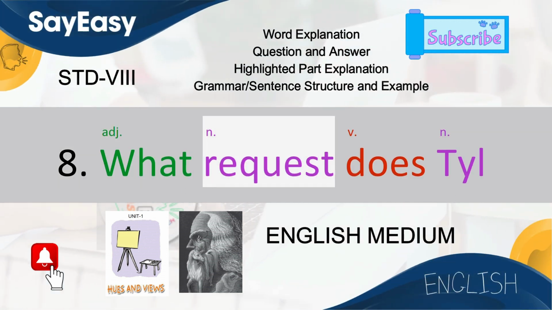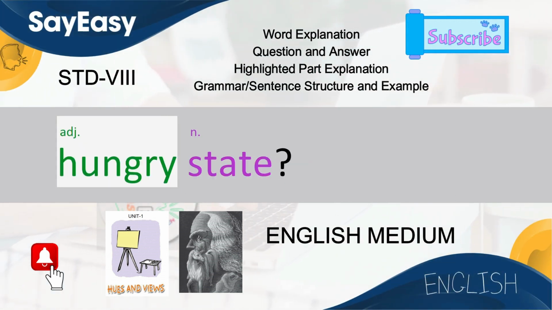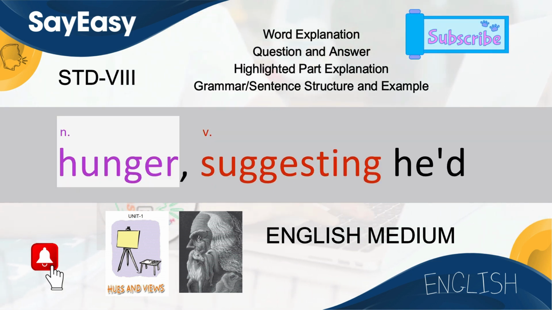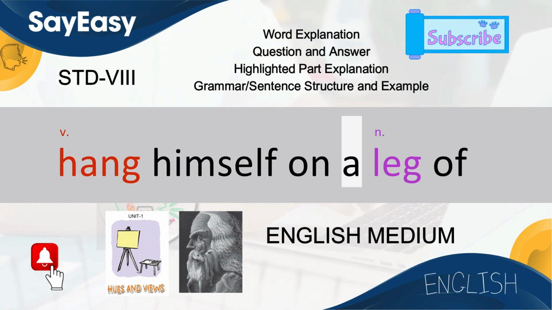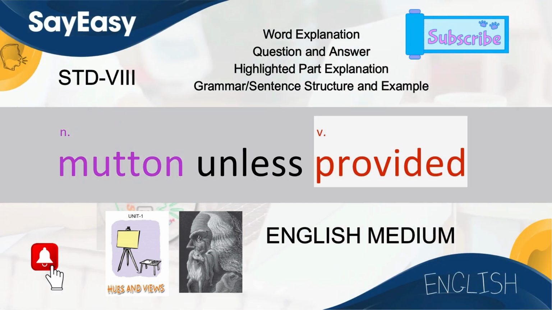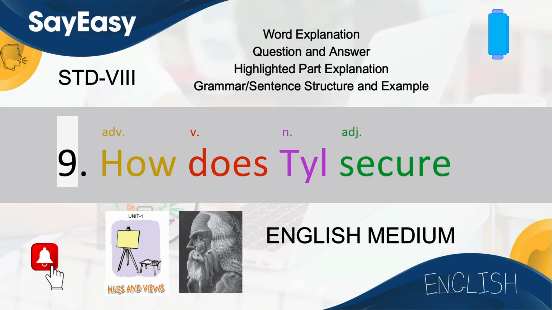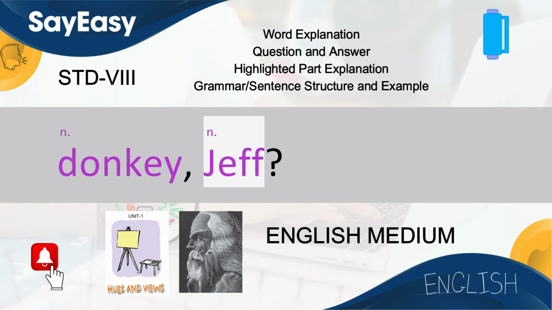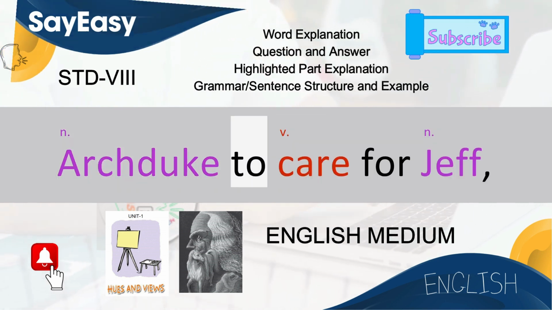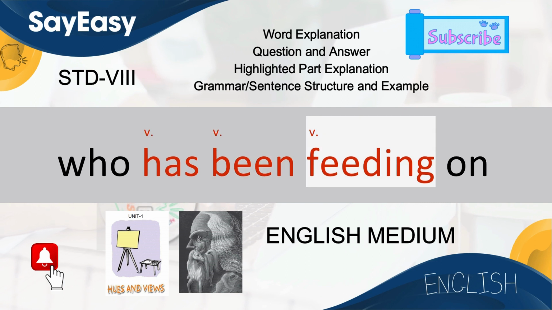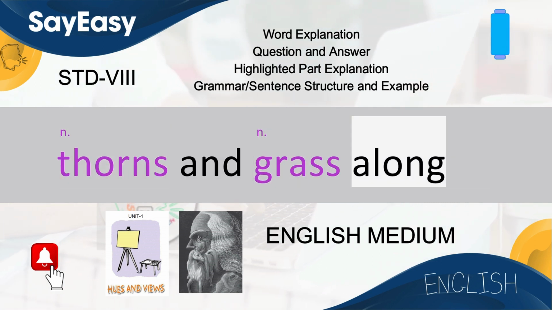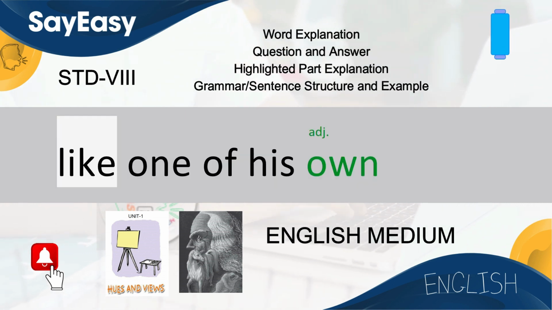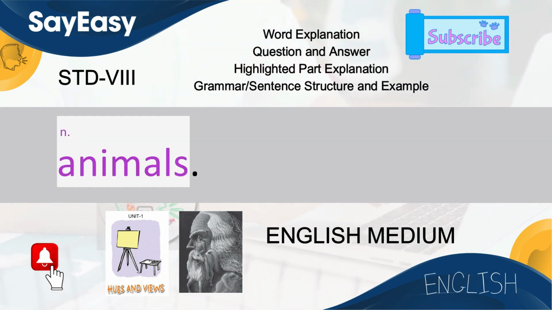8. What request does Tivael make regarding his hungry state? He subtly hints at his hunger, suggesting he'd hang himself on a leg of mutton unless provided with food. 9. How does Tivael secure provisions for his donkey, Jeff? He requests the Archduke to care for Jeff, who has been feeding on thorns and grass along the way. The Archduke orders Jeff to be treated like one of his own animals.